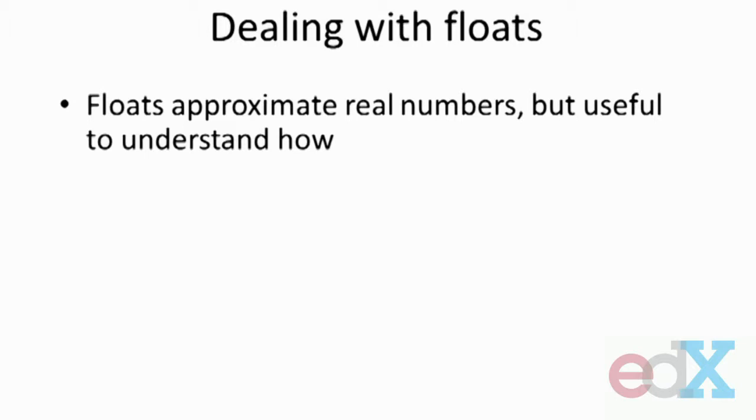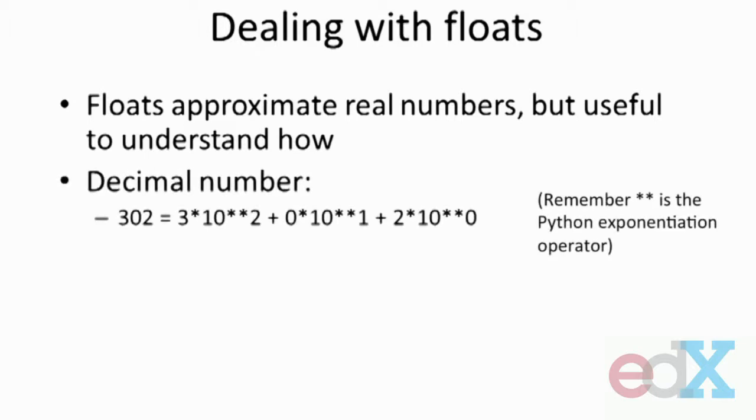And let's think for a second though, what is a decimal number, the kind of number we normally deal with? Well, 302 is really 3 times 10 squared plus 0 times 10 to the first power plus 2 times 10 to the 0th power, which of course is just 1. So it's 3 times 100 plus 0 times 10 plus 2 times 1. That's because we're using base 10. Handy because we got 10 fingers, 10 toes is an easy way to do counting.